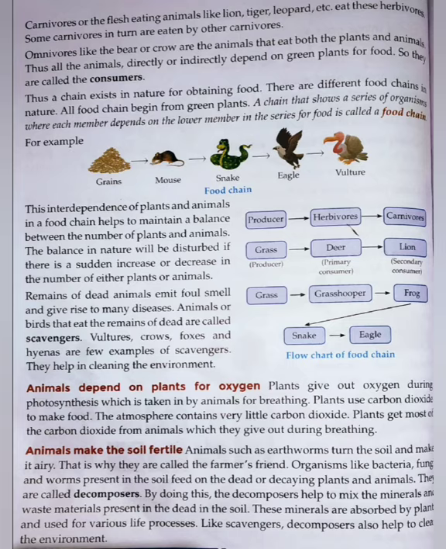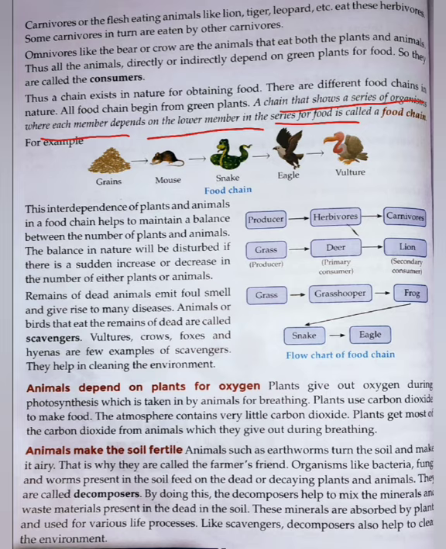There are different food chains in nature. All food chains begin from green plants. So, what is a food chain? Let's see the definition first. A chain that shows a series of organisms where each member depends on the lower member in the series for food is called a food chain.